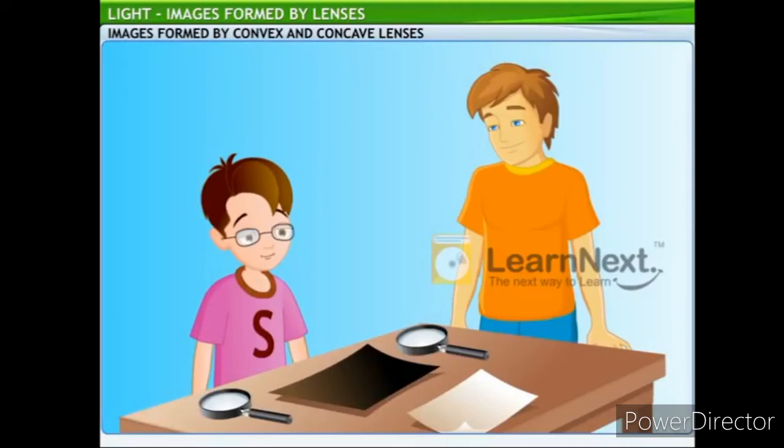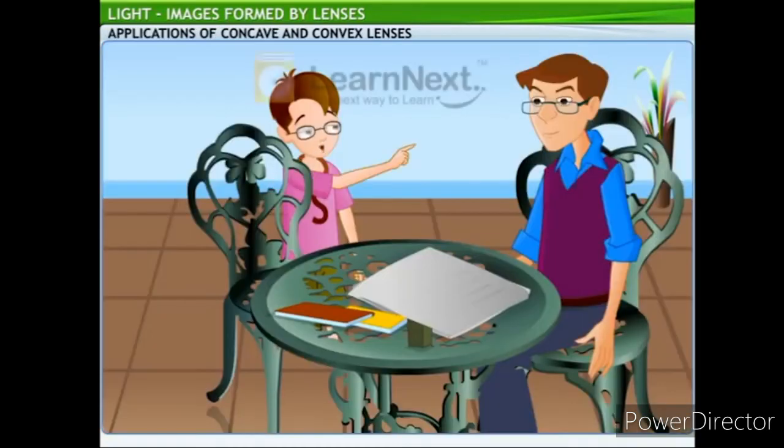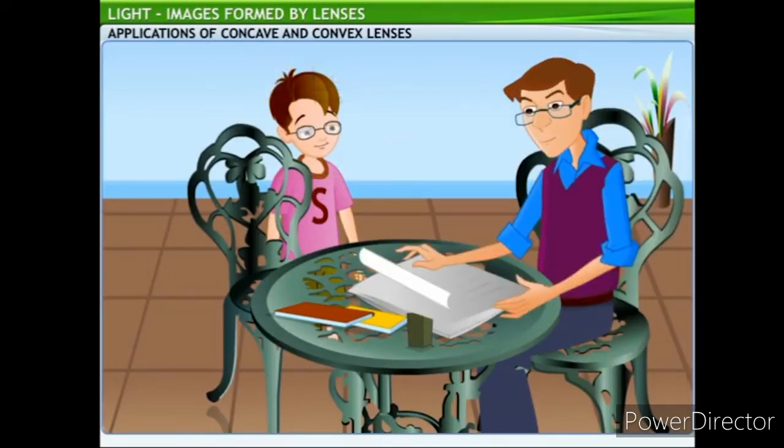James, can I take these lenses and experiment with them for a bit? Sure, but handle them carefully. Hey, I know what lenses these are. These are convex lenses. You need them because you can't see the small letters on the page clearly. Right, Dad? That's correct.